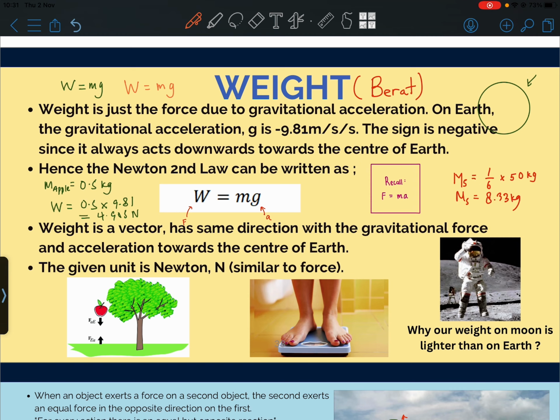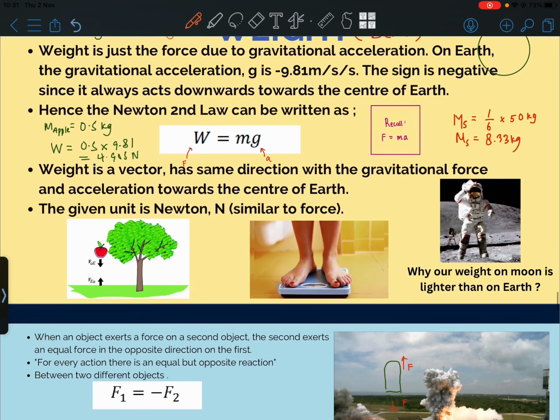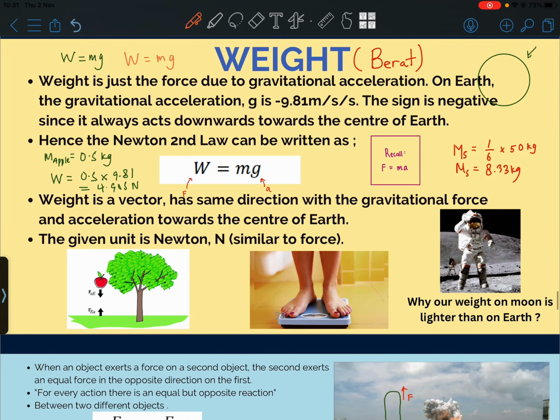So for example, if you want to calculate your weight, you just put in your mass. For example, your mass is 50 kilograms, you multiply by 9.81. So this is actually your weight. You can use your calculator: 50 times 9.81, and you get your weight.